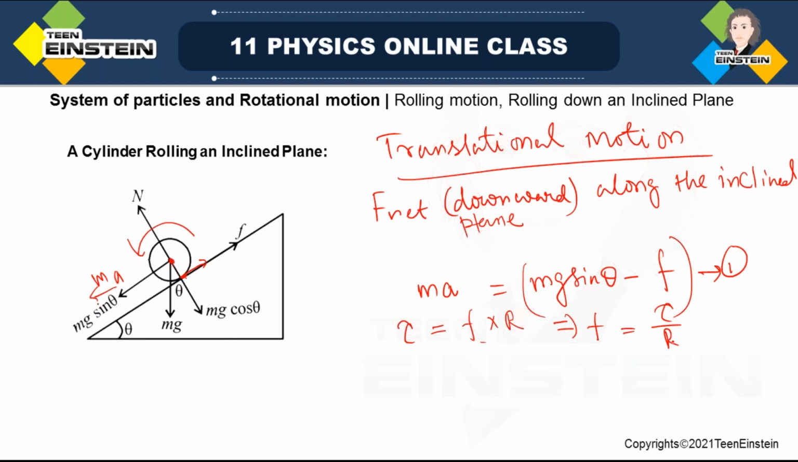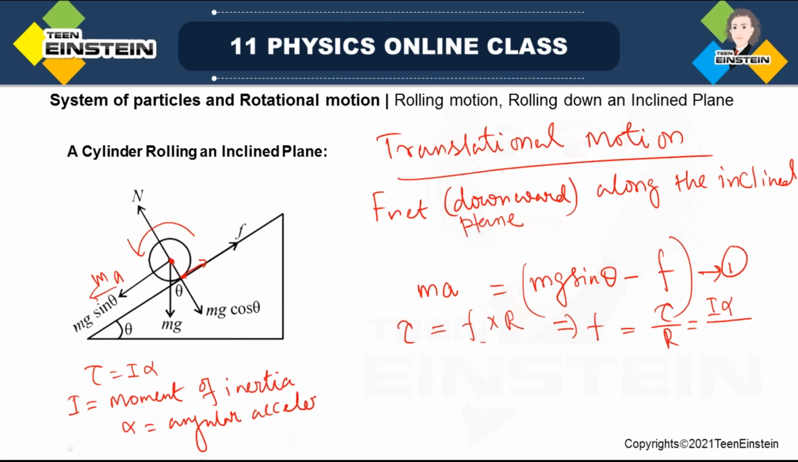tau by R, torque by R, but I don't know what this torque is. Then I have to convert this into some known term. So look, this tau, we can write as I into alpha. This I is moment of inertia. So torque is equal to I into alpha, where I is moment of inertia and alpha is the angular acceleration. Okay, this is how we can write.